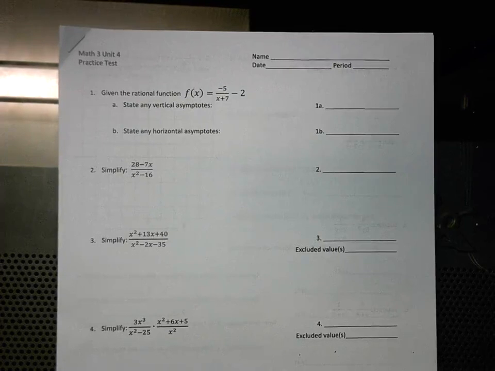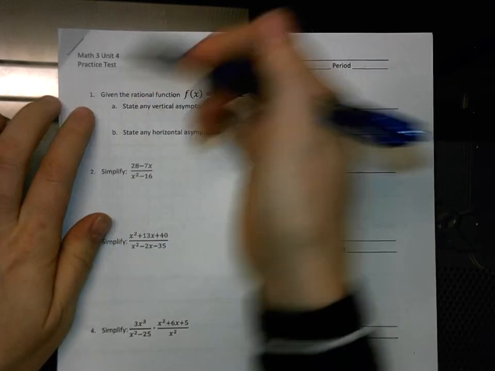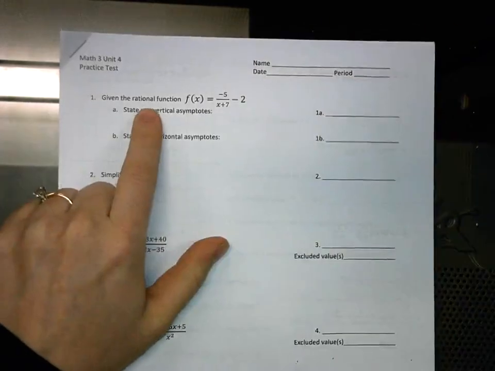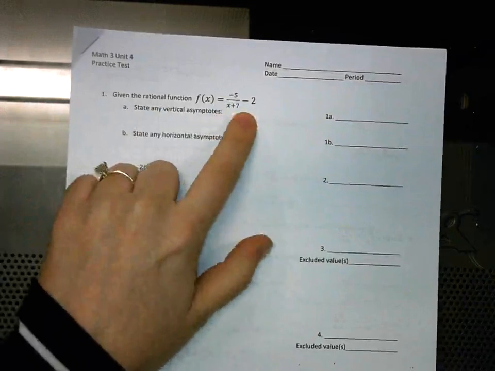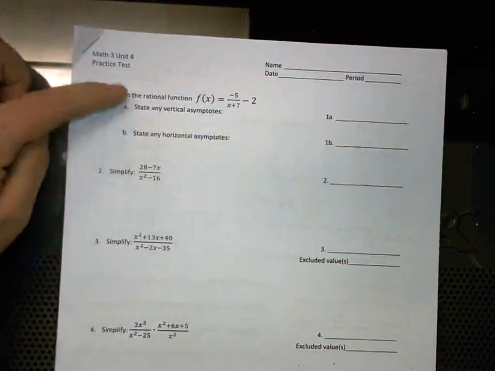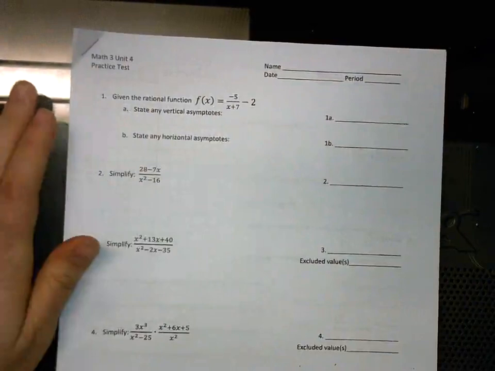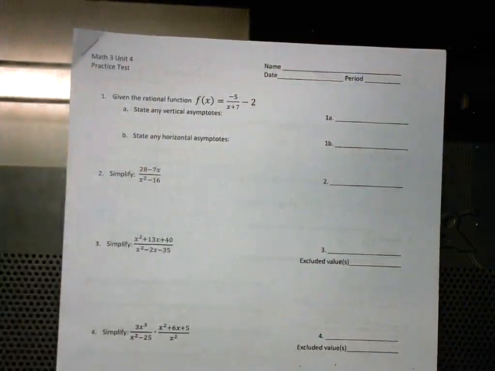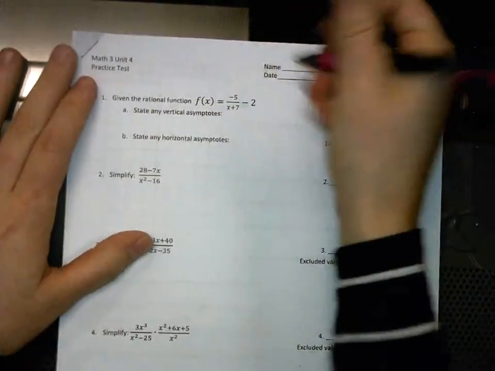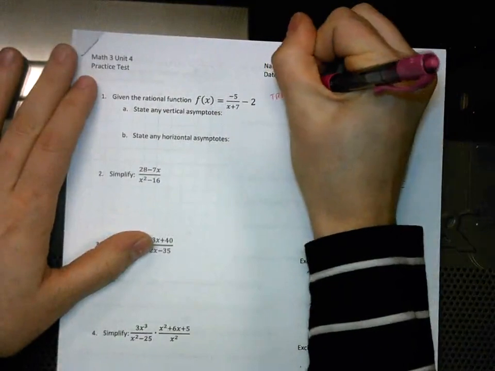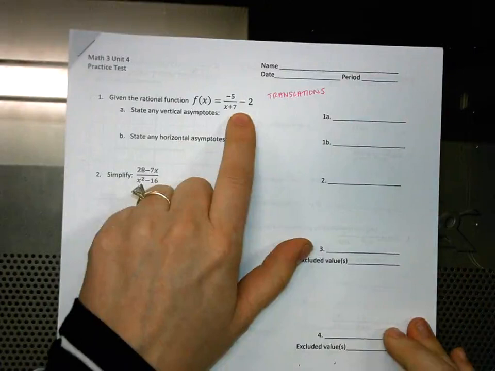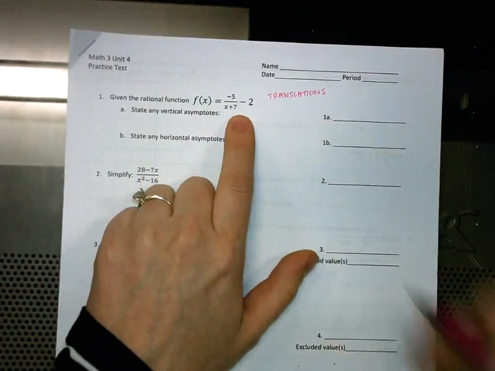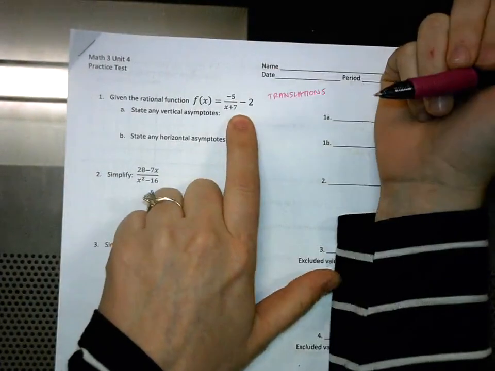Okay, this is the Math 3 Unit 4 practice test. Starting with number 1, given the rational function f of x equals -5 over x plus 7 minus 2, state any vertical and horizontal asymptotes. So our asymptotes are found based off of our translations. So I want to look at my horizontal and my vertical translations. I don't need to worry about my reflection at all.